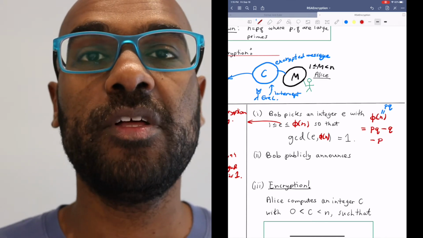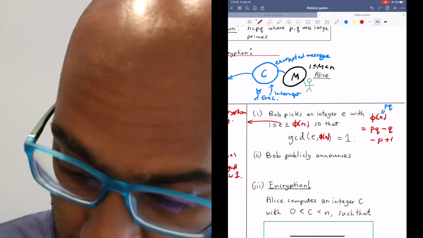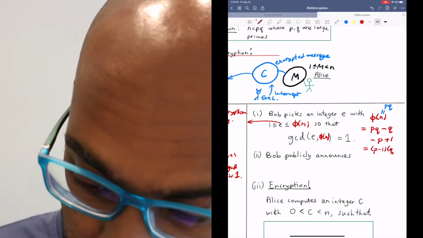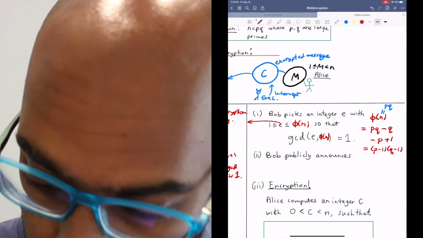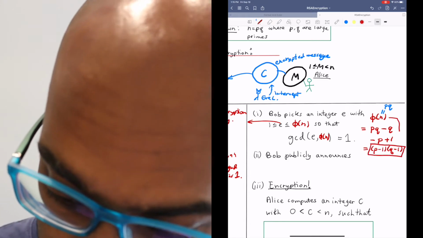But there's one multiple of p that's also a multiple of q, that's pq. So we have to add back a 1. So this number is pq minus p minus q plus 1. If we factor it, it is p minus 1 times q minus 1. Okay, cool. So there's our phi of n that Bob can actually calculate.